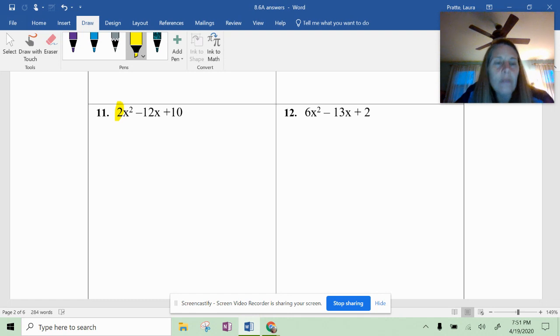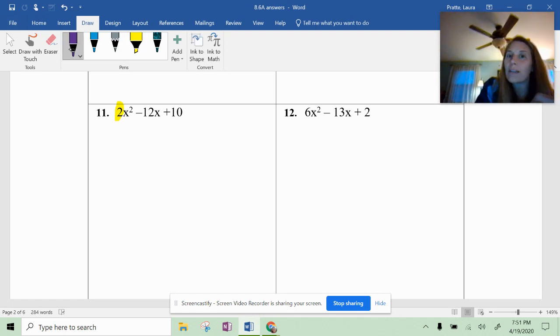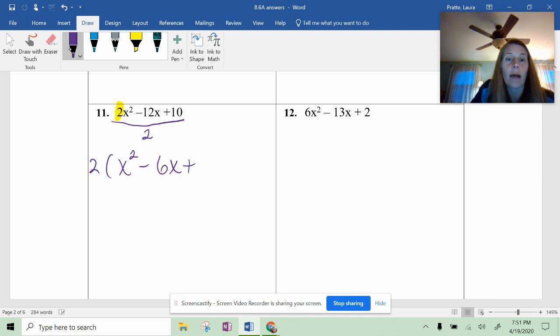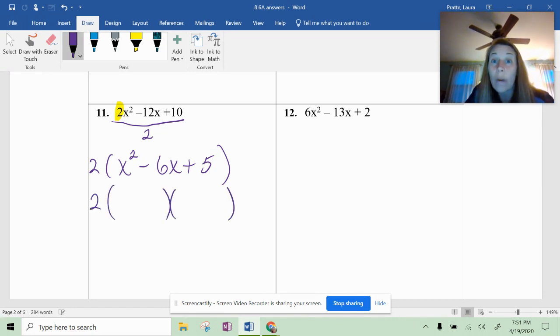But you don't need to do that because you should always check for the GCF first. And what can all three of these terms be divided by? Positive 2. So if you take out the 2, you're now left with x squared minus 6x plus 5. Now you'll notice that there's no longer a number in front of your x squared, so you don't have to do AC method.